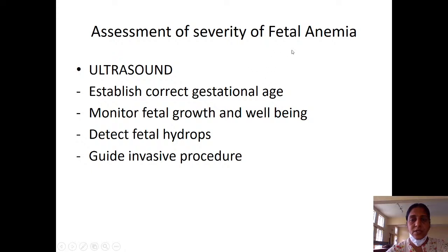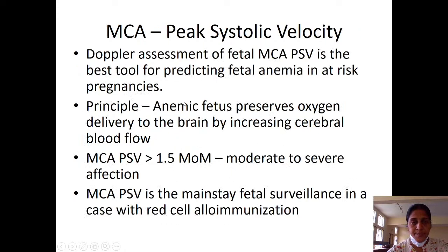You can do it with ultrasound to establish the correct gestation. We can detect fetal hydrops, and we can guide invasive procedures like amniocentesis and cordocentesis sampling. If there is fetal hydrops, there will be edema, scalp edema, skin edema, pericardial effusion, pleural effusion, and ascites. All this will lead to the diagnosis of fetal hydrops.